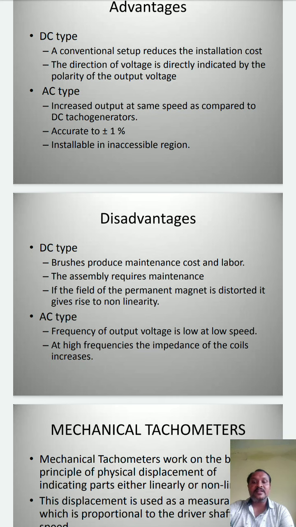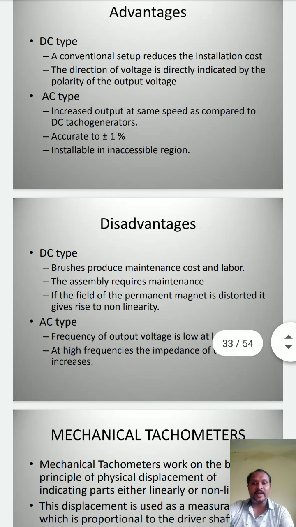Next, the disadvantages of the AC type. The frequency of the output voltage is low at low speed. If the speed of the AC type tacho generator is low, it will give you a low output voltage. That is one disadvantage.